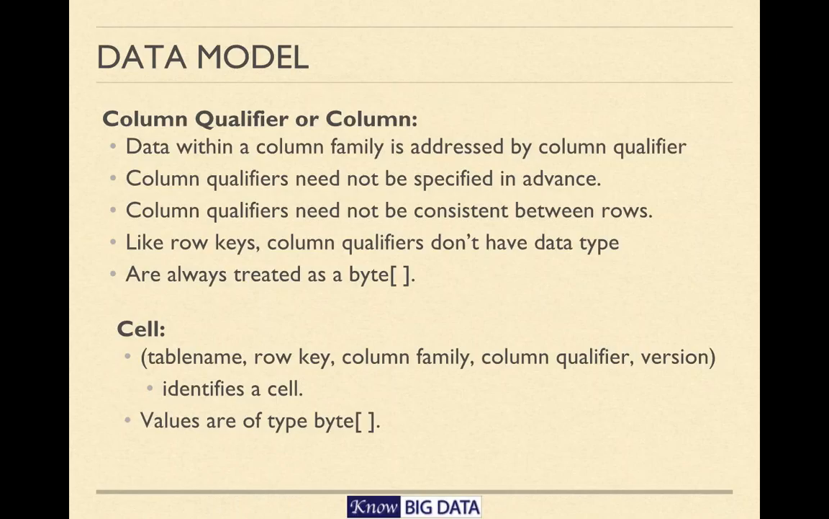All right. So data within a column family is addressed by column qualifier, or you can say column name. And also, you don't need to define the column name upfront. Column names need not be consistent between the rows, meaning one row can have some columns, another row can have some different columns or the same columns. It doesn't matter. This is something which will take time for you to gel.